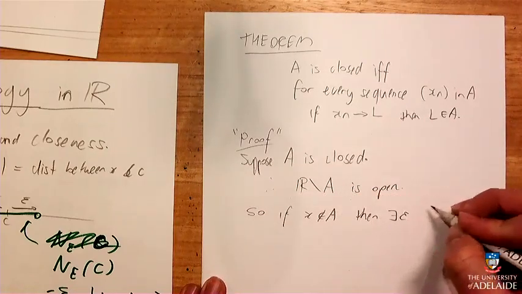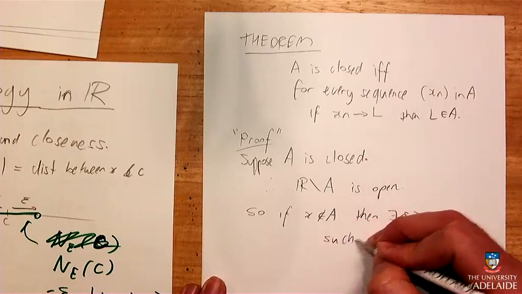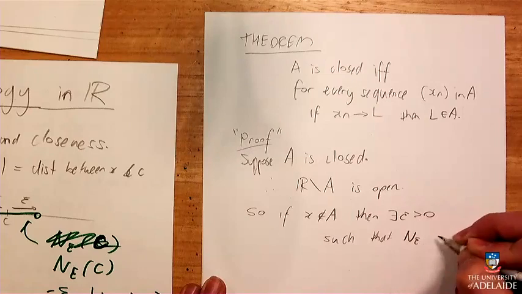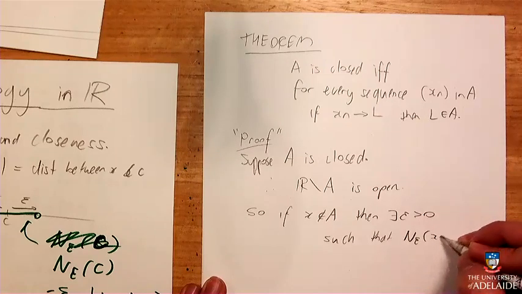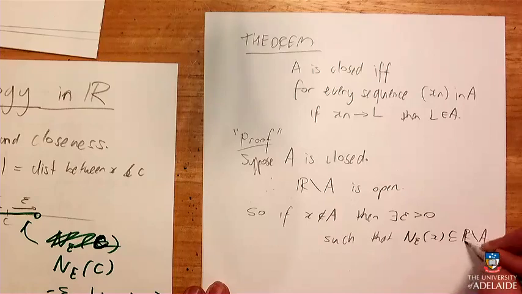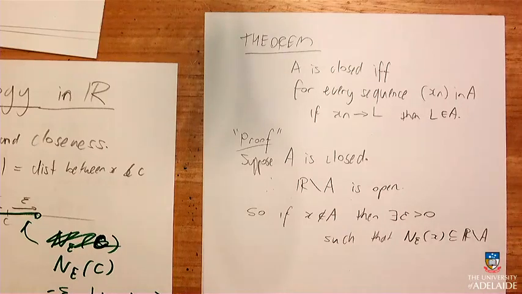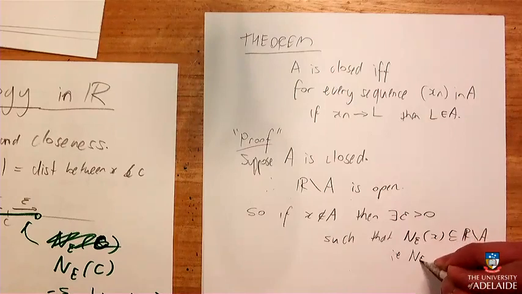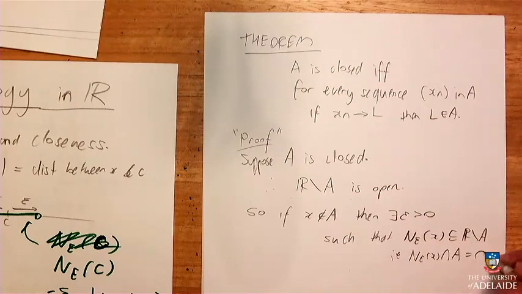Okay, so if X is not in A, then there exists an epsilon greater than 0 such that the neighbourhood around X is completely contained outside A, right? Meaning it doesn't intersect with A at all. There are no points of A in that neighbourhood, i.e. N epsilon of X intersection A is empty. That's the other way of saying it. It doesn't intersect with A. Okay, so that's what it means to be closed.